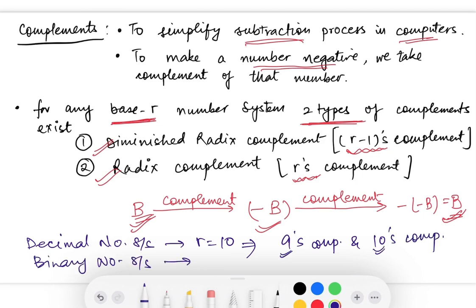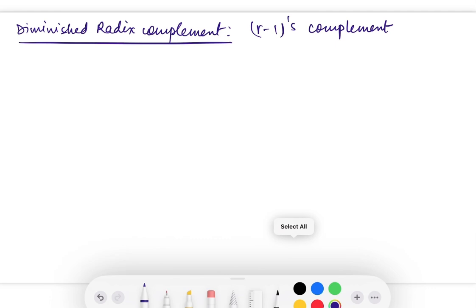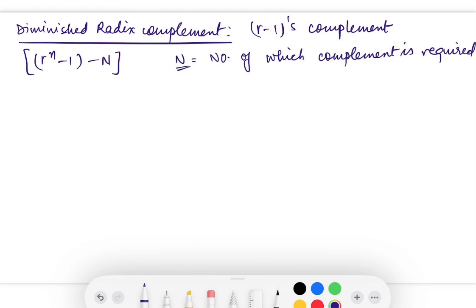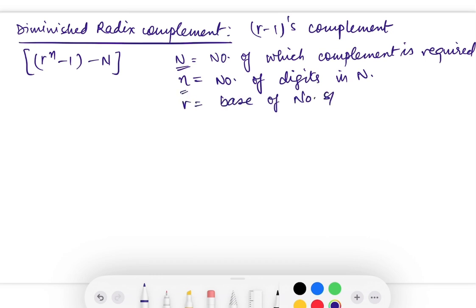For a binary number system, r is equal to 2. So there are two types of complement, which is 1's complement and the other one is 2's complement. So how to calculate these complements, we are going to learn. First one is diminished radix complement or r minus 1's complement. Okay, this is the formula to calculate r minus 1's complement. Capital N is the number of which complement is required. Small n is the number of digits in N and small r is the base of the number system. So the formula says r to the power n minus 1 minus capital N.